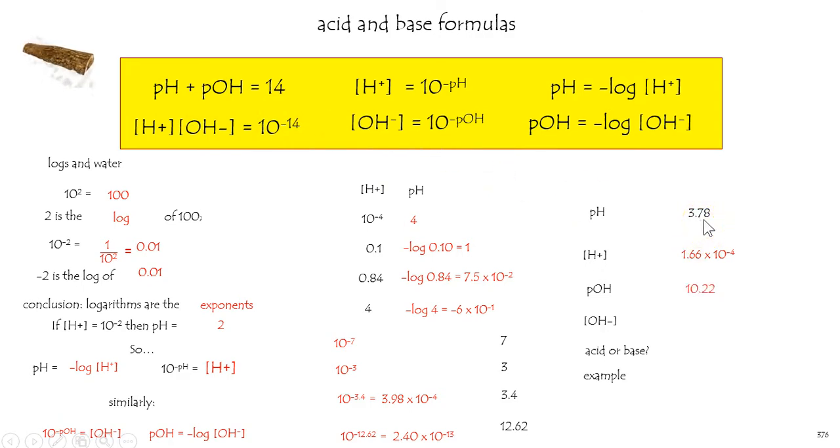Hydroxide ion concentration equals 10 to the minus POH. Do we have the POH? We do now, so 10 to the minus 10.22 or 6.0 times 10 to the minus 11. Is it an acid or a base? Well, just look at the pH. It's less than 7. I guess it's an acid. Can you give me an example of something with that pH? Oh, any probably fruit or something like that, perhaps a vinegar solution. That would be orange juice, might come in at a pH of 3.78. This is acid and base formulas.